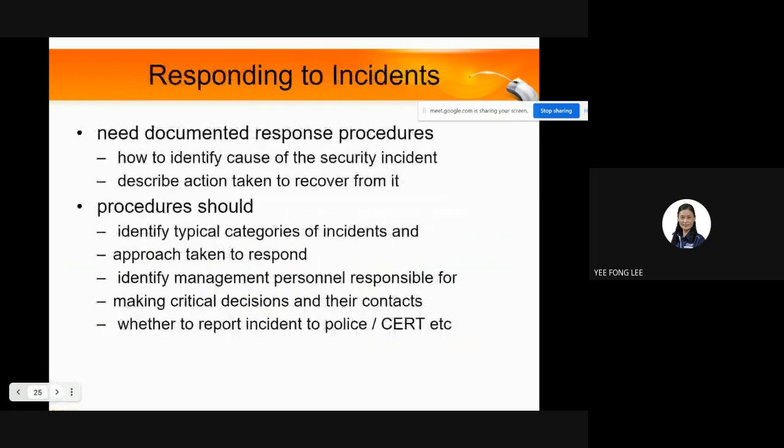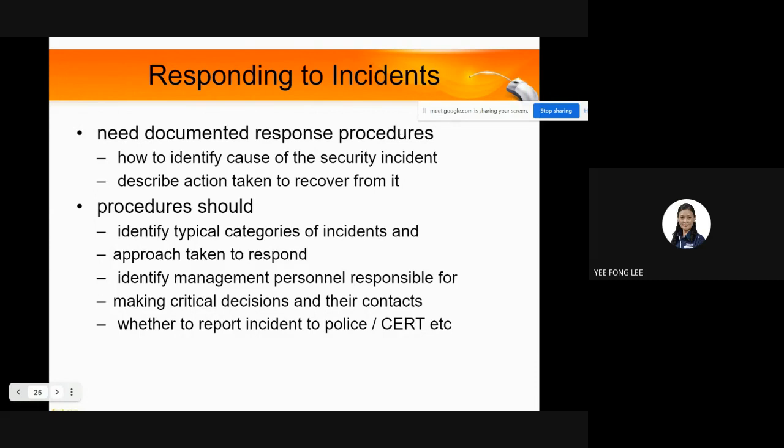Responding to the incidents. Once a potential incident is detected, it needs to be documented and responded to. This procedure needs the details on how to identify the cause of the security incidents. It needs to describe what kind of action needs to be taken to recover from incidents in a manner that minimizes the degree of harm to the organization.